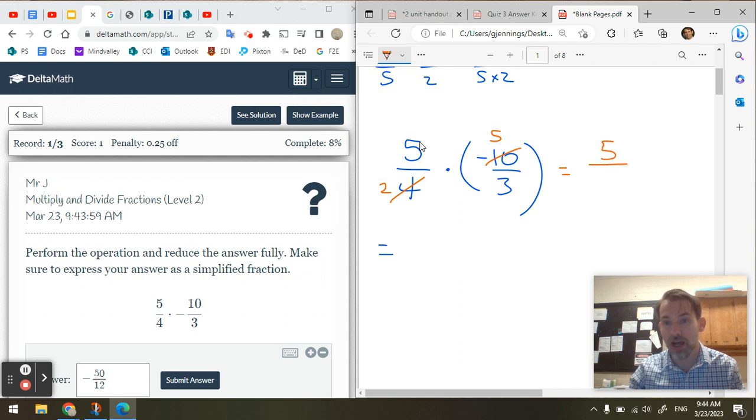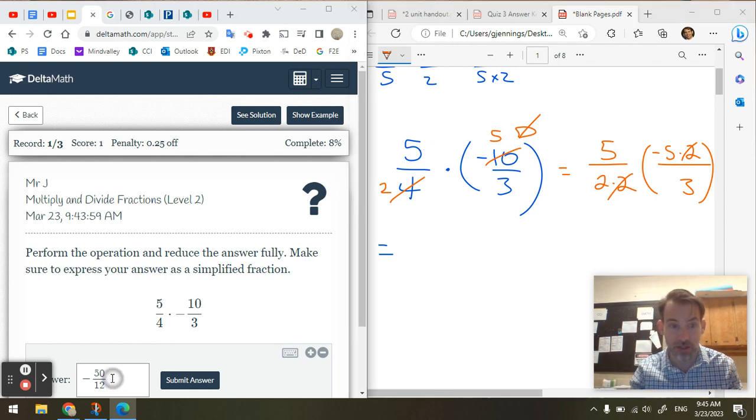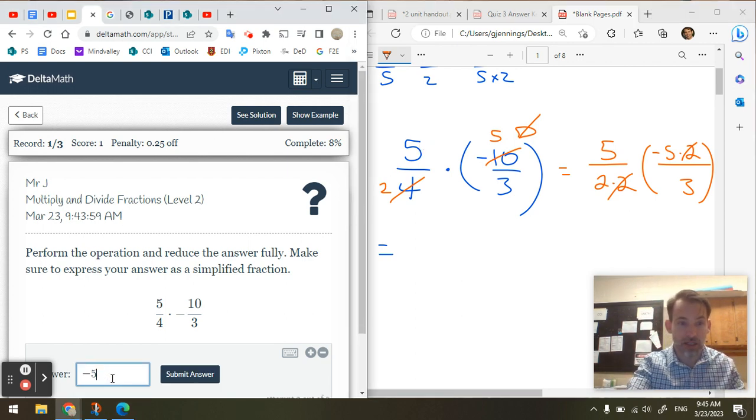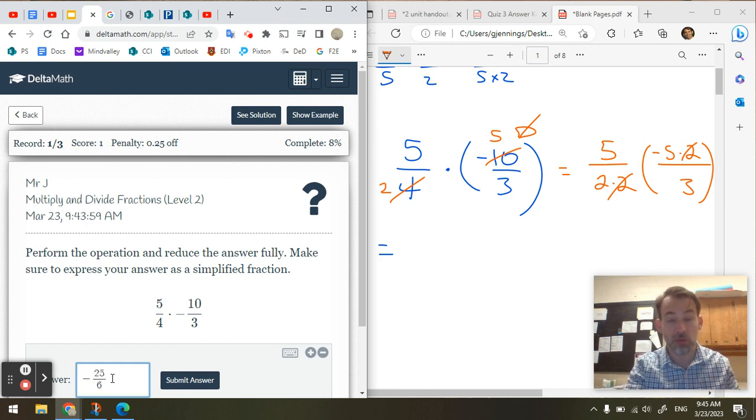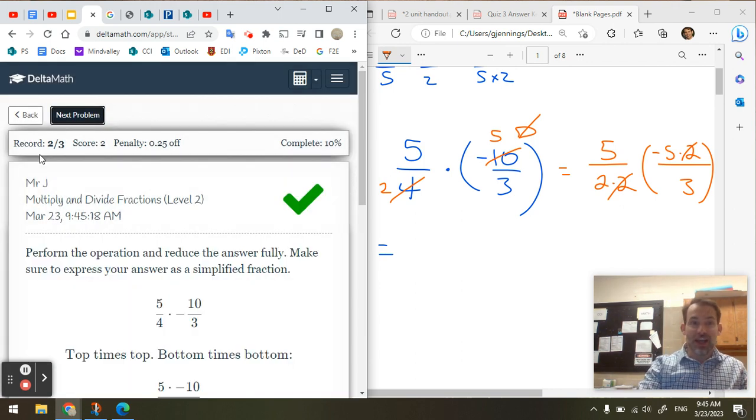You could also do this like this. 5/2 times 2 multiplied by -5 times 2 over 3. I just wrote this problem in a new way, and then I can see I got a 2 living upstairs and a 2 living downstairs, and they cancel. And that gives me the answer here, -25/6. 25 and 6 do not share factors. They're what we call coprime. So this will be the correct answer.